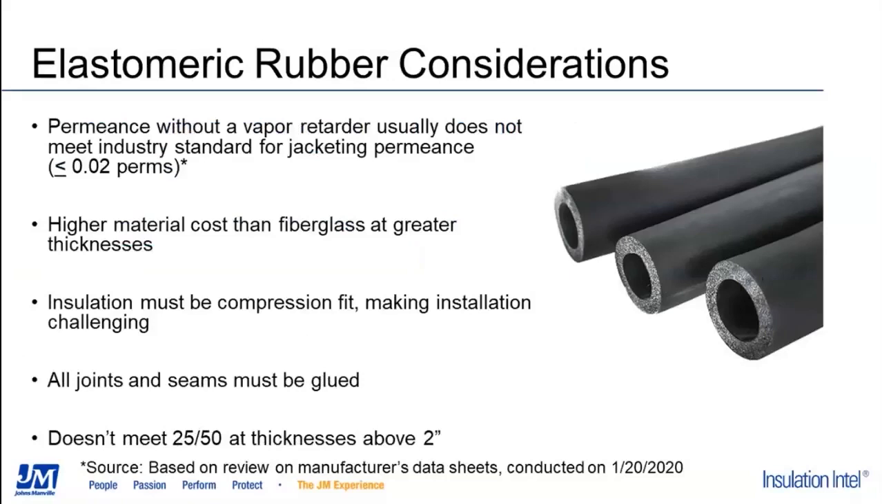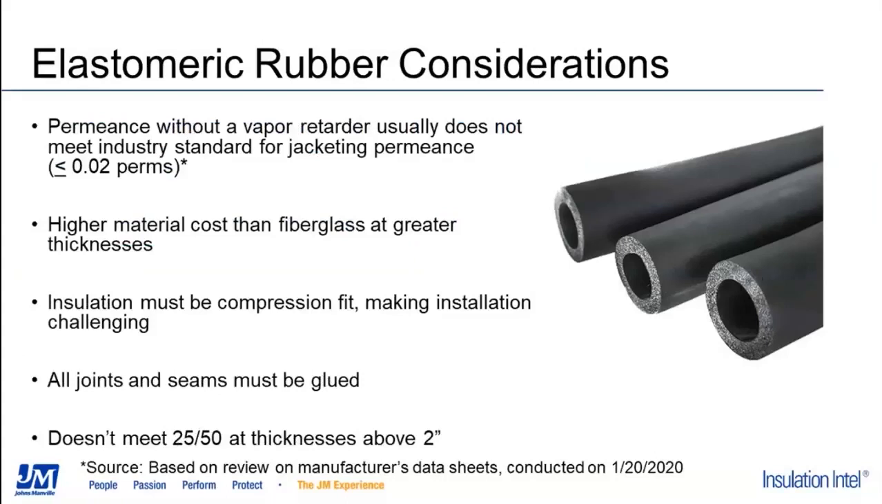While elastomeric rubber is typically installed without a vapor retarder, and that might be viewed as a positive, elastomeric rubber by itself does not meet the perm rating that would be required on a chilled water system, which again is 0.02 or lower. Again, all the joints and seams would need to be sealed when installed on a chilled water system, which does add time to the installation process.